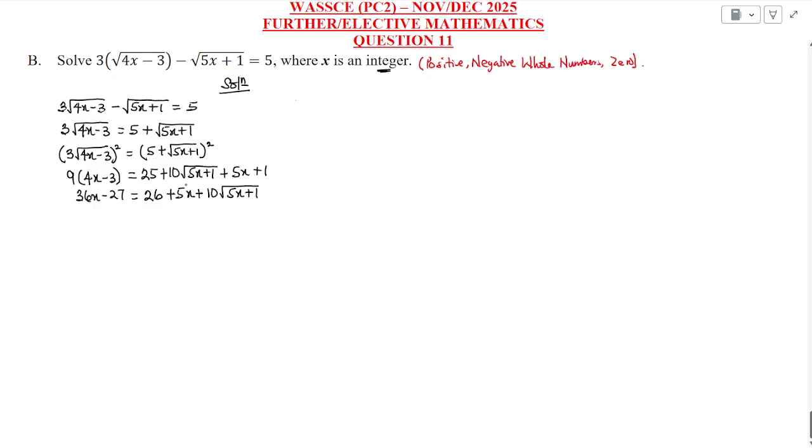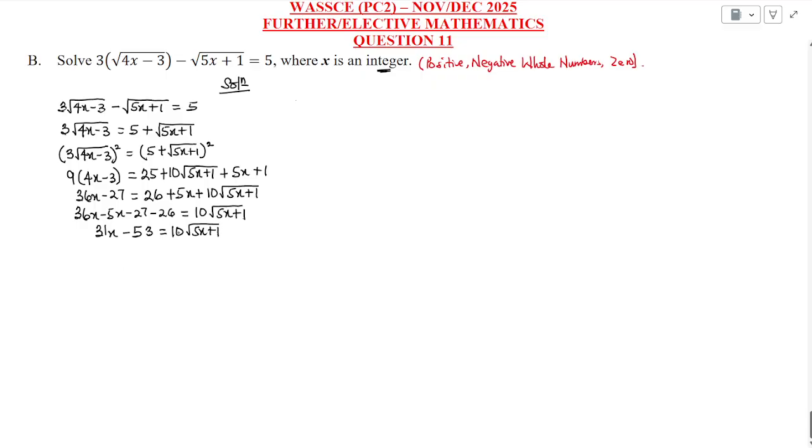Now I need to group everything, leaving the radical at one side of the equation. So I'm going to group everything and leave the radical at the right-hand side of the equation. I'm going to get 36x minus 5x, then negative 27 minus 26, and this gives me 10 root 5x plus 1. Simplifying the left-hand side, I have 31x minus 53, and this gives me 10 root 5x plus 1.